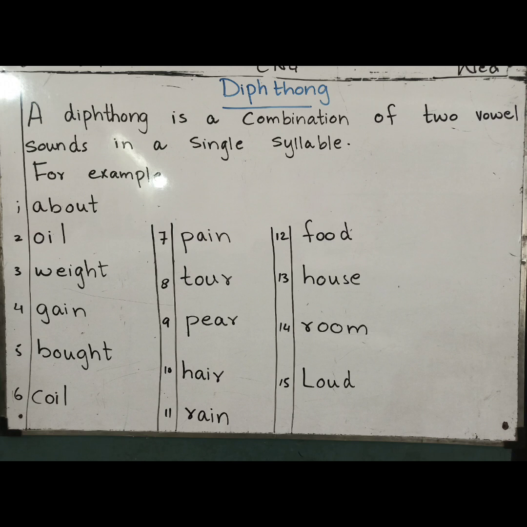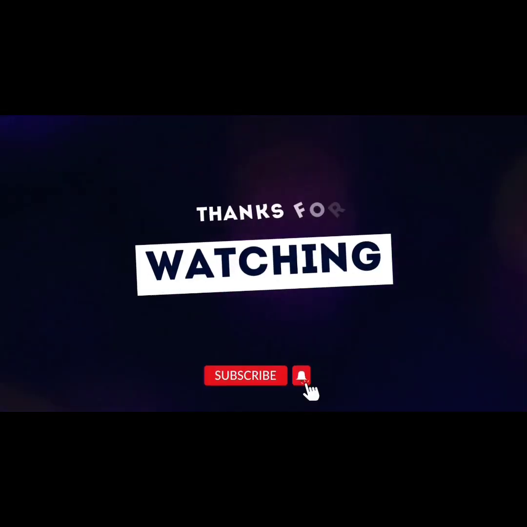A diphthong is a combination of 2 vowel sounds in a single syllable. For example, about, oil, weight, gain, bought, coil, pain, tour, pair, hair.